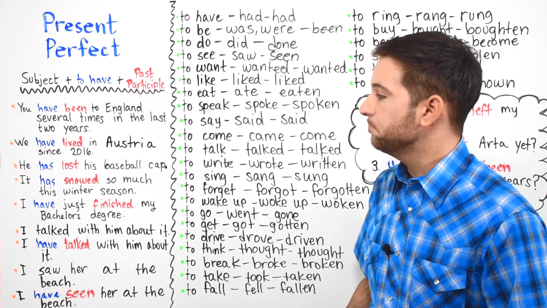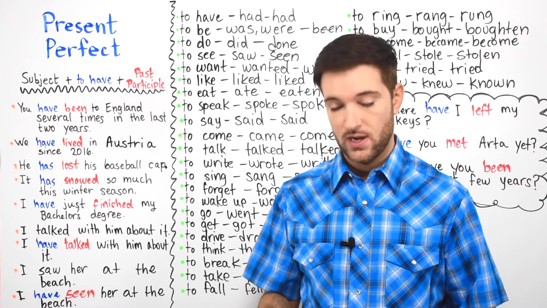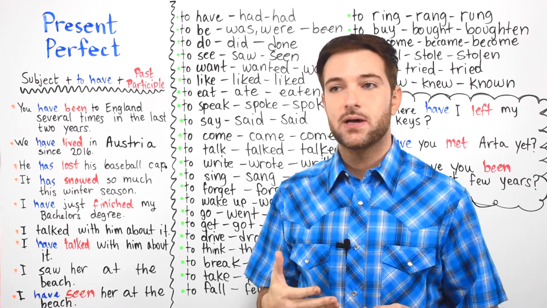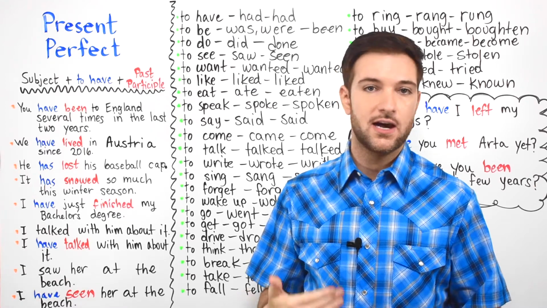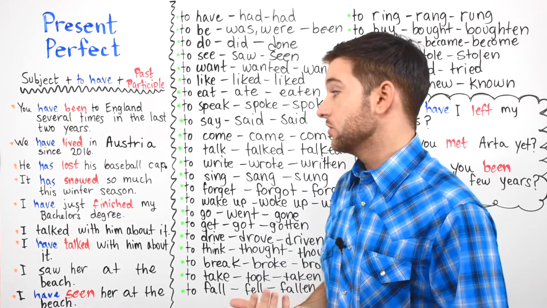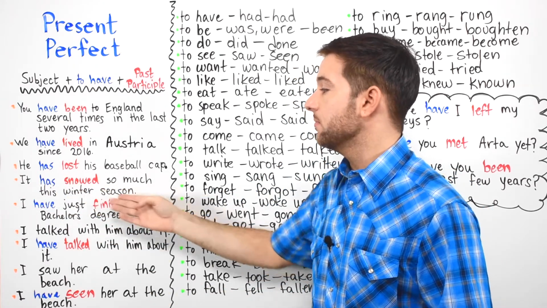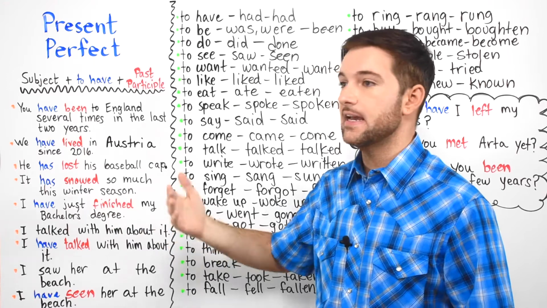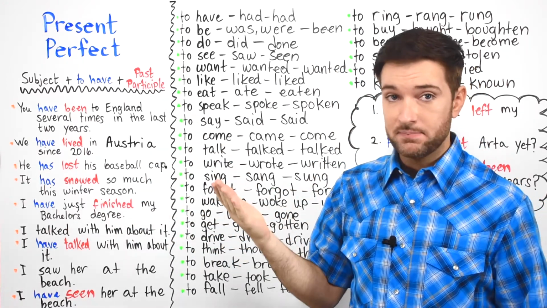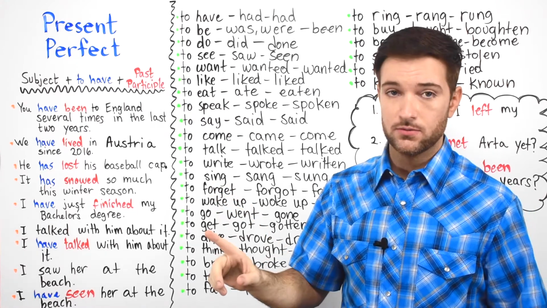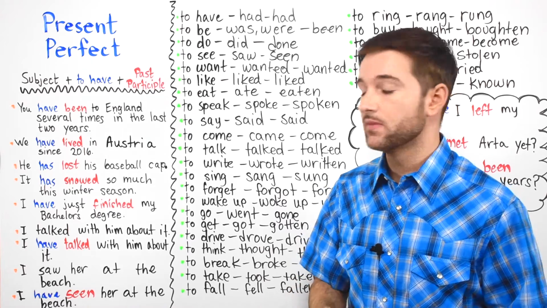Okay, now let's say that there is an action occurring at the moment, like right now, but it's not finished yet. Okay, so it's occurring right now, but it's not over. It hasn't finished. So you could say in that case, for example, it has snowed so much this winter season. Okay, it has snowed so much, repetition, right? And has it stopped snowing this winter season? No. Okay, it's still going on. It's still going on to the present moment.